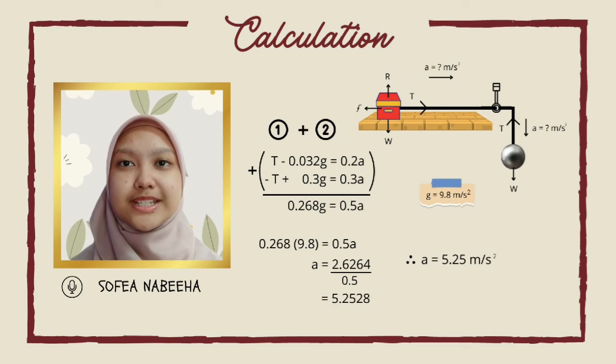Now, we have two equations. We can find the acceleration by using simultaneous equations. We will arrange the equations based on the variable. To eliminate the tension force T, we will use addition. After that, we obtain 0.268g equals 0.5a. Substitute g with 9.8 and solve the equation. Therefore, we will obtain a equals 5.2528, or rounded off to 2 decimal places, we get acceleration is 5.25 meters per second squared. I think that's all from me, and the next member will continue.